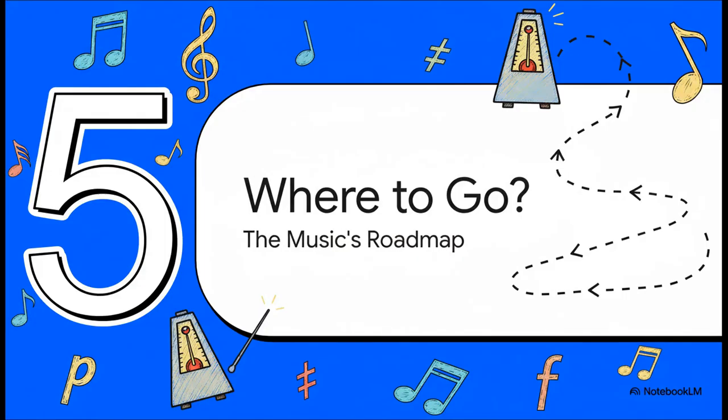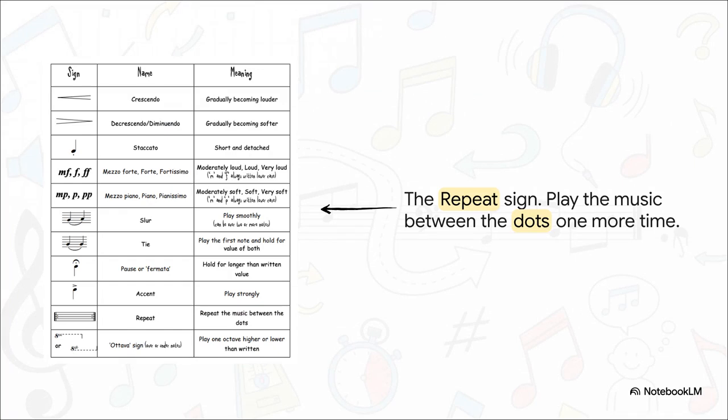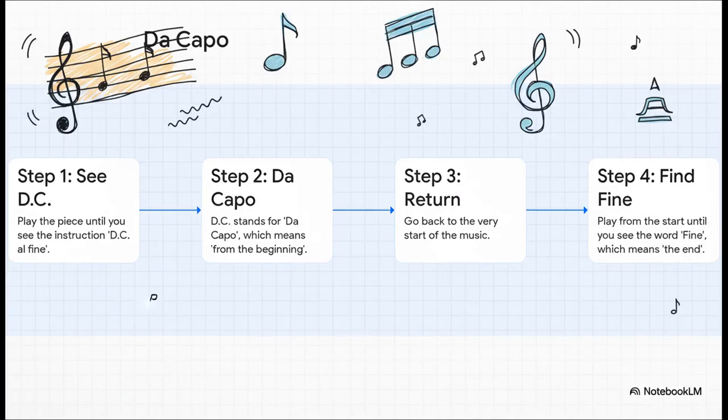All right, we are on the home stretch. Let's talk about the last piece of the puzzle, the roadmap. These are the musical road signs that tell you where to go so you don't get lost in the middle of a piece. Repeat marks are probably the easiest road sign to follow. You play along until you hit the end repeat sign, the one with the dots on the left. Then you just jump all the way back to the beginning repeat sign and play that whole section again. Simple as that.